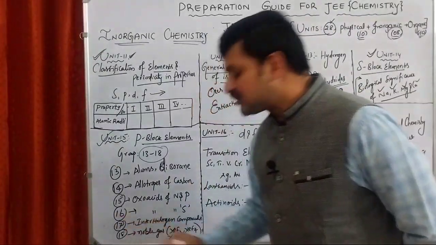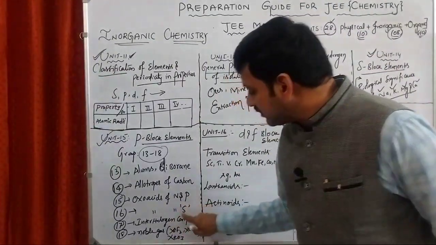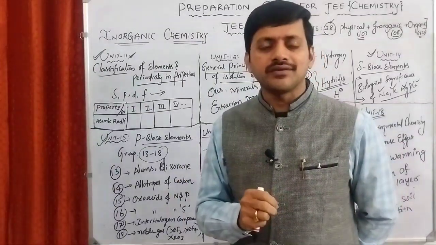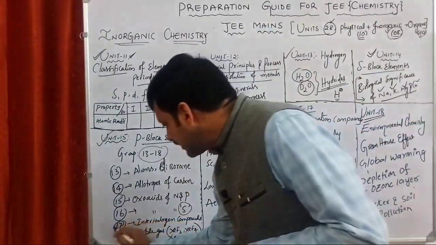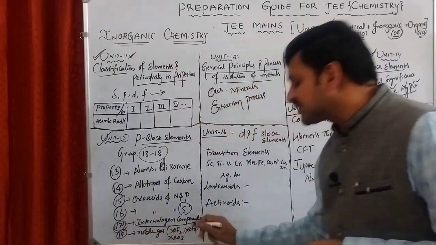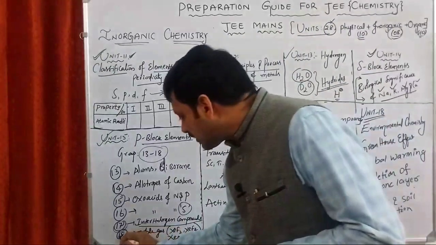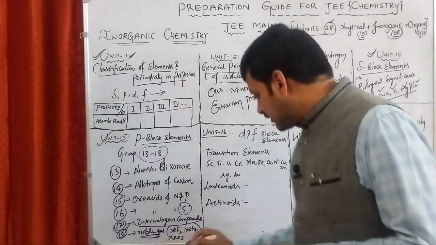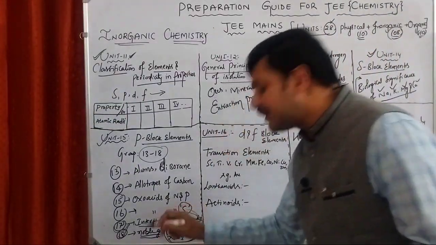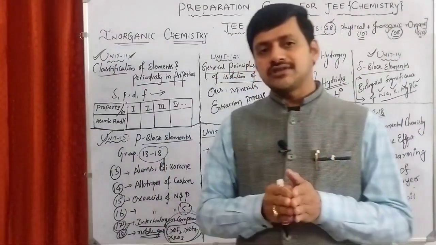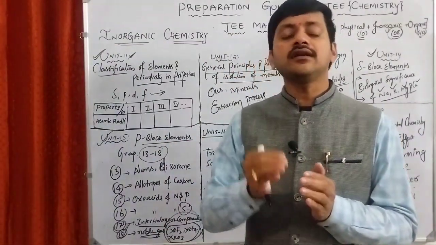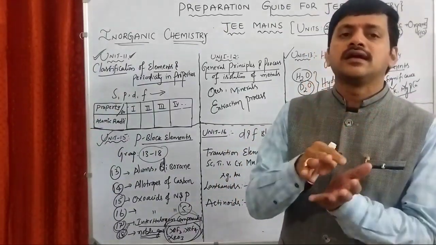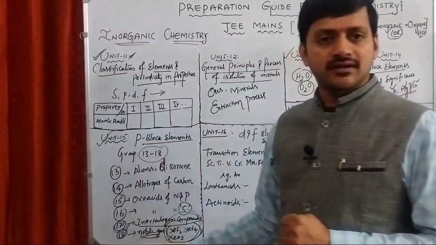The next one is the 16th group. Here also we have oxoacids of sulfur: sulfurous acid, sulfuric acid, different acids and the corresponding anions. In case of the 17th group, interhalogen compounds are very important. The 18th group, that is the noble gas elements, is a very important topic. The fluorides and oxides of xenon, and the oxidation states, hybridization and different structures of those compounds. In this way you need to summarize the complete information related to unit 15, right?